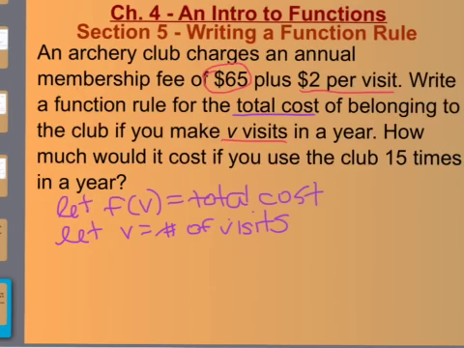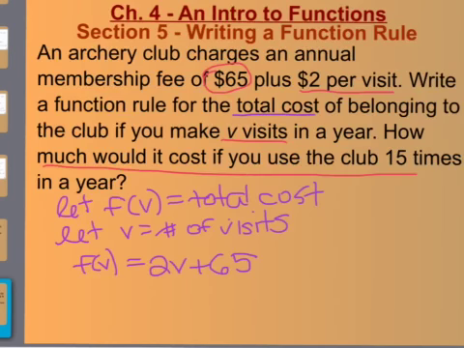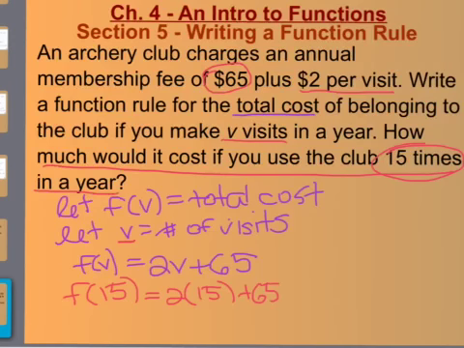Well, it's $2 per visit, and an additional $65, and that equals the total cost. Now, this last part of the question is asking, how much would it cost you to use the club 15 times in a year? 15 times means 15 visits. So it's saying, what is the function at 15? So we plug in 2 times 15 plus 65. That gives us 30 plus 65, which tells us that it would cost you $95.